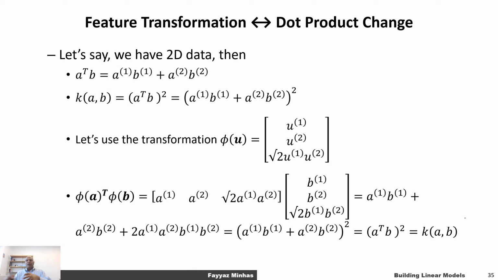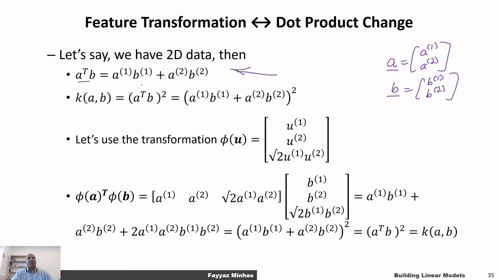Okay, so let's say we've got two-dimensional data. Let me turn on my pen, please, here. Okay. So let's say we've got two-dimensional data. We've got a point A, and that is represented as A1 and A2. It has two features. And then we've got another point B that has two features, B1 and B2. So we've got these two vectors, A and B. And this is the classical definition of the dot product between these two points. A transpose B is equal to A1 B1 plus A2 B2.